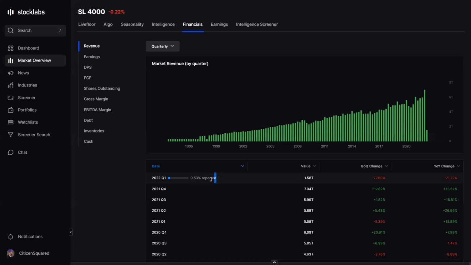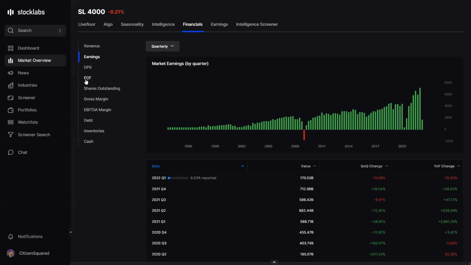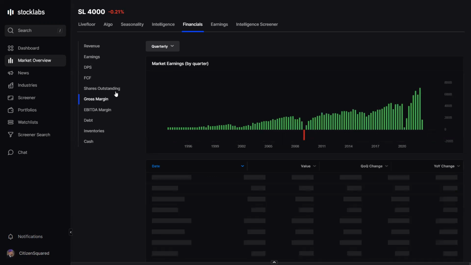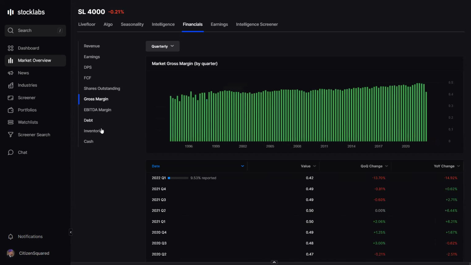So we're 10% reported for Q1. As this fills out, this last bar will go up. But same thing, earnings, let's see, margins, kind of important things. And there will be more fields than this on an individual stock's financials. So there will be other fields that you can look at.